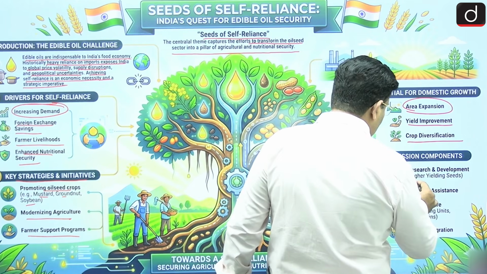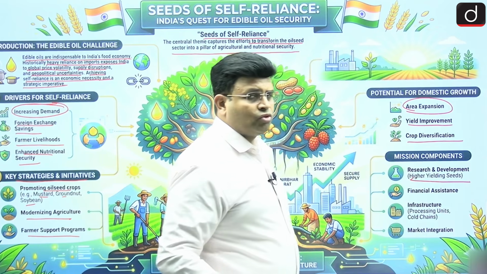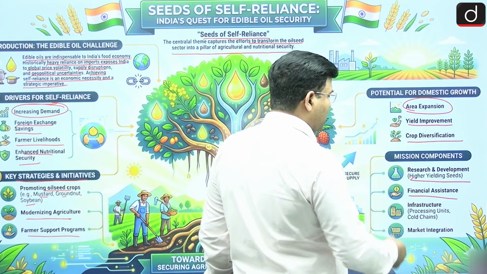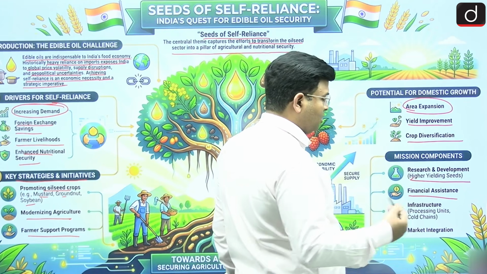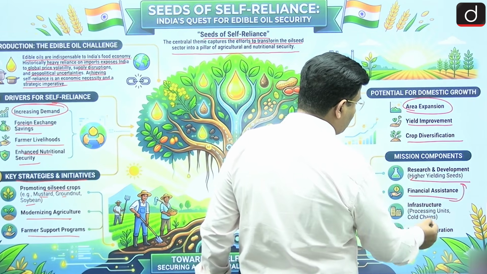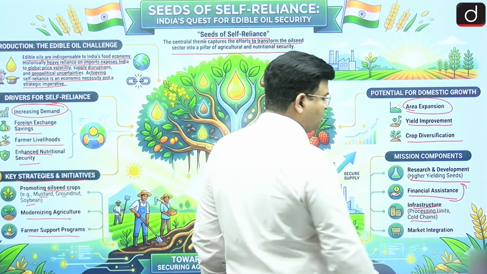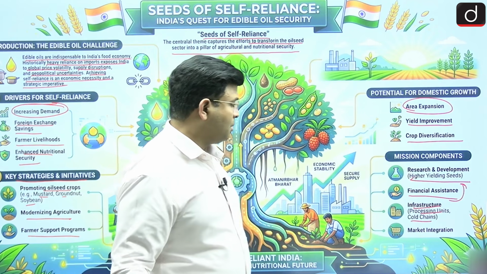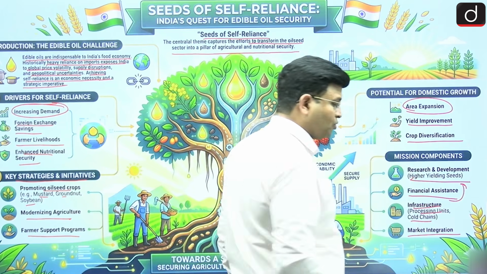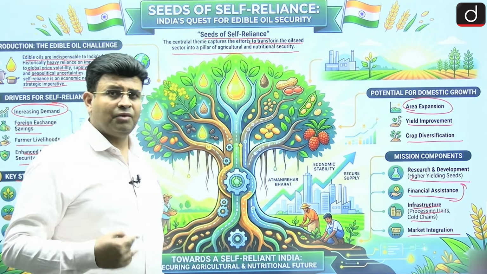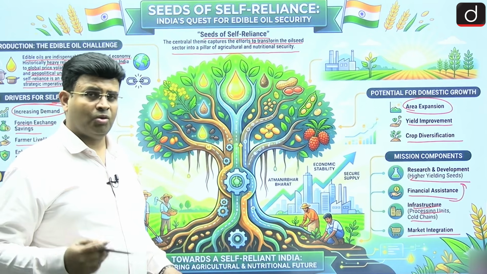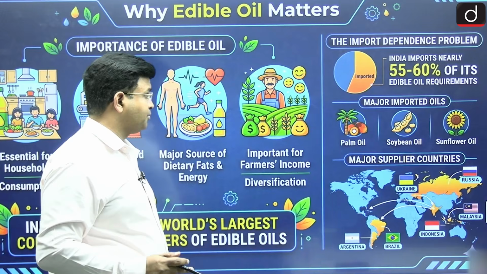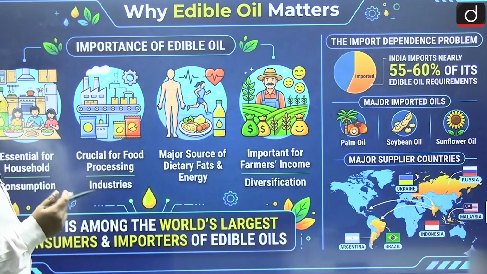Mission component: we need to increase productivity. For that there should be R&D, research and development. Financial assistance should be given to the farmer to take risk, and some technology and research is needed, for which financial assistance is also required. Infrastructure, processing units and cold chains: yes or not? This kind of thing is required, which helps further increase demand. And market integration: whatever the farmers are growing should be easily integrated with the market. If it is easily integrated, the farmers will think, I am producing, it is getting into the market, let me produce more. Market integration.